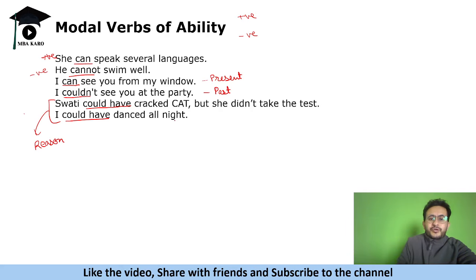I could have danced all night. Now this looks like a partial thing, but it has some reason. So wherever we have a reason for something, we use could have. Something could have been done but did not happen. So whenever a possibility was there but did not happen, that is expressed by could have, or this modal.